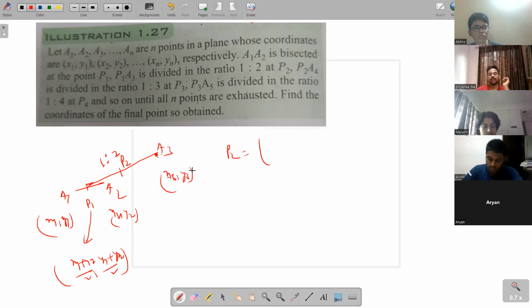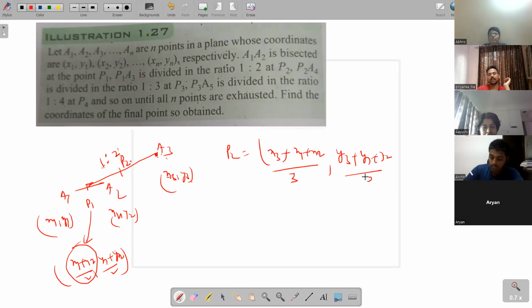So that is 1 into x3 plus 2 into this one. So the 2 cancels: (x1 plus x2) by 1 plus 2, which is 3. Then 1 into y3 plus 2 into this, so (y1 plus y2) by 3.